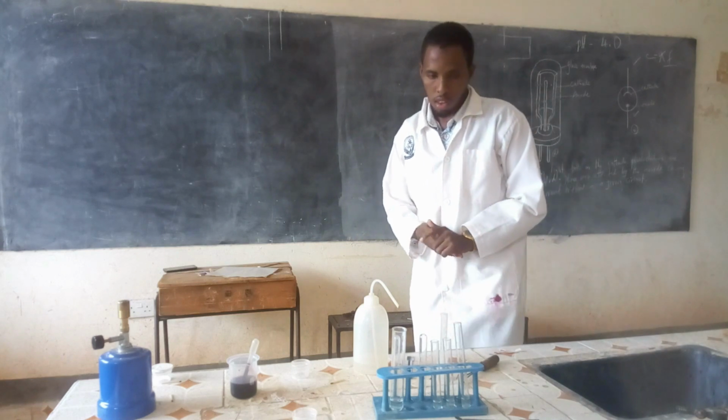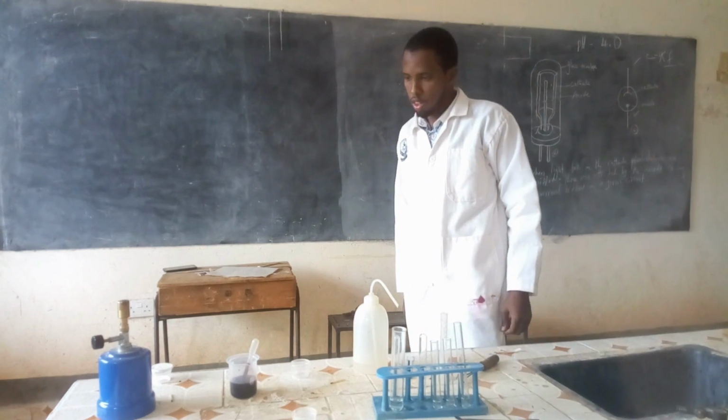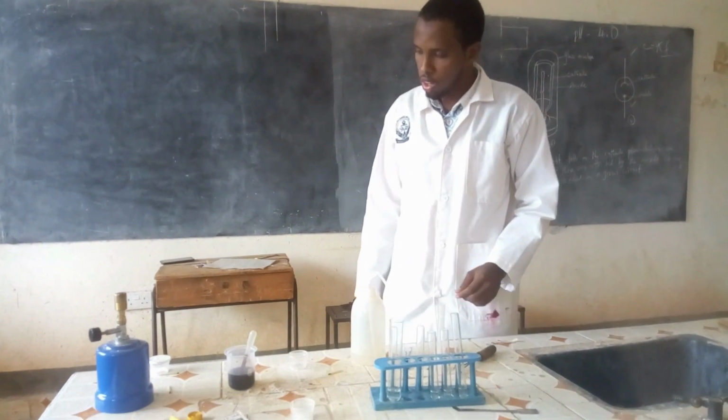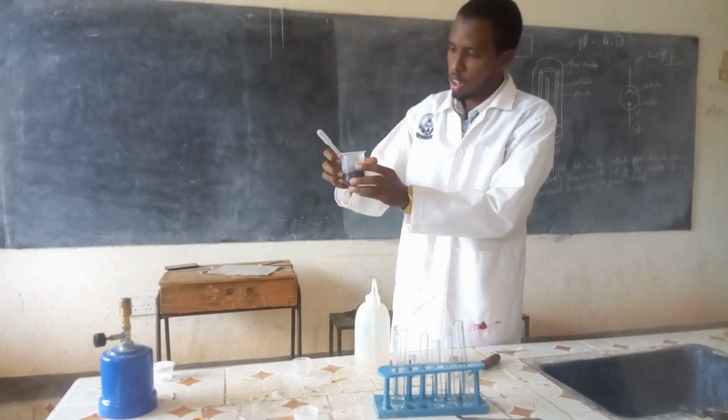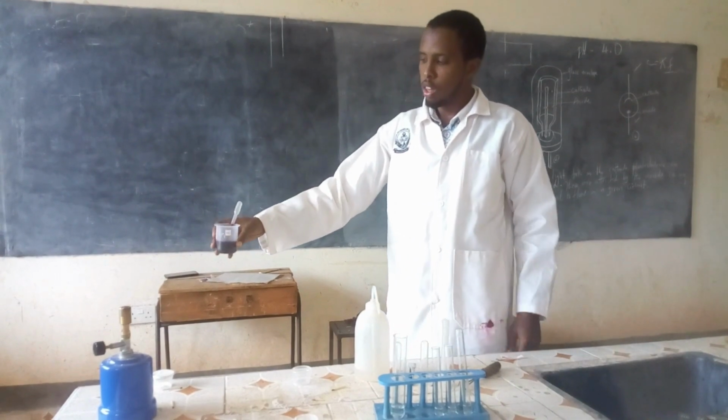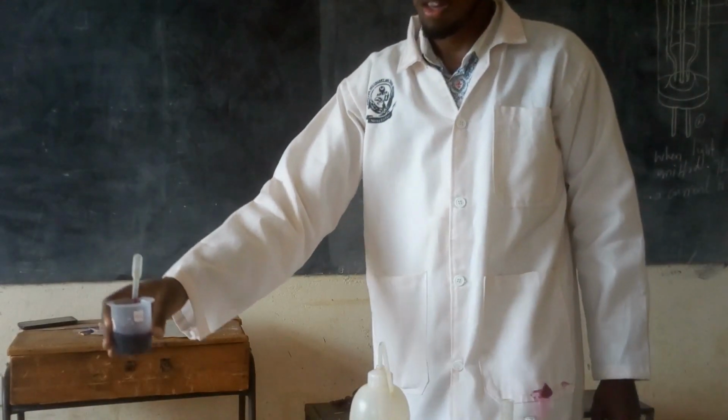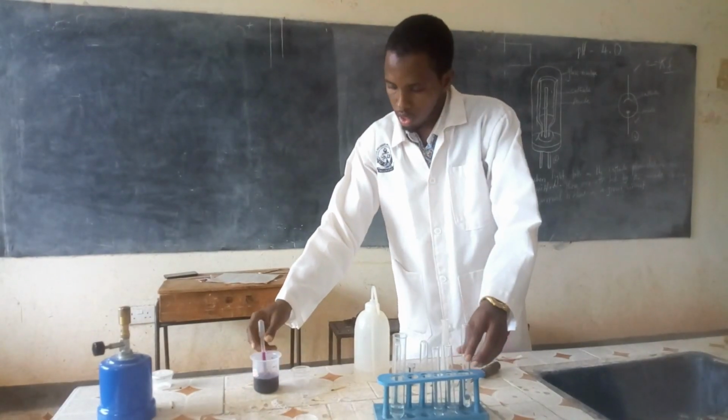To the first portion, add 2 drops of acidified potassium manganate(VII). That is potassium manganate(VII) acidified. Now add 2 drops to the first portion.